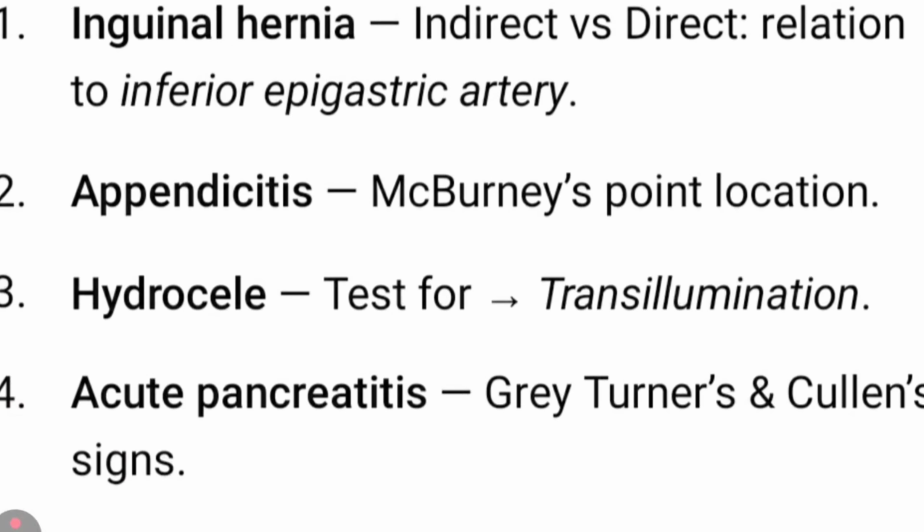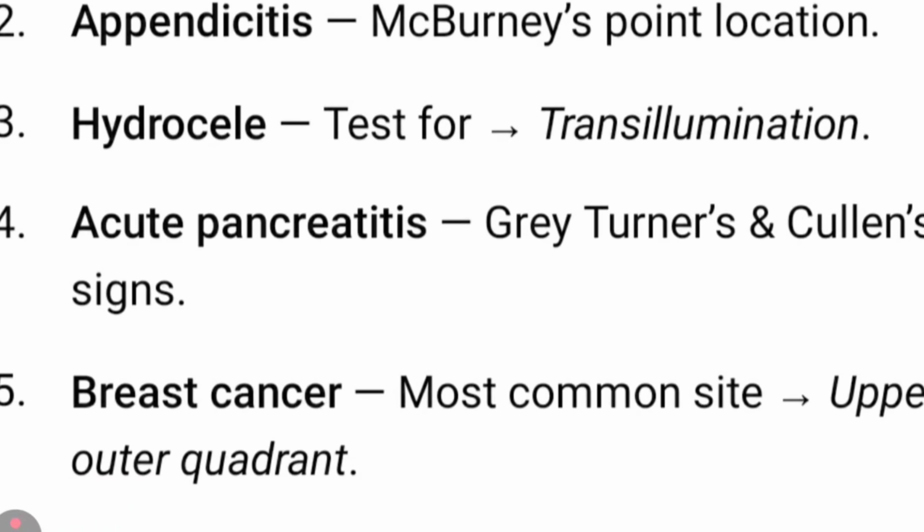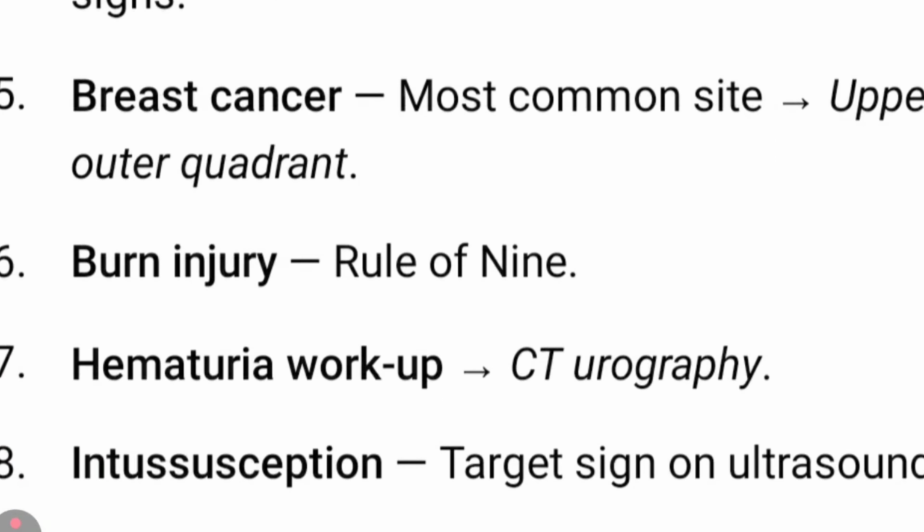Appendicitis: McBurney's point location. Hydrocele: test for transillumination. Acute pancreatitis: we find Grey Turner and Cullen sign. Grey Turner is found in the back, and Cullen sign around the umbilicus. Breast cancer: most common site is upper outer quadrant.